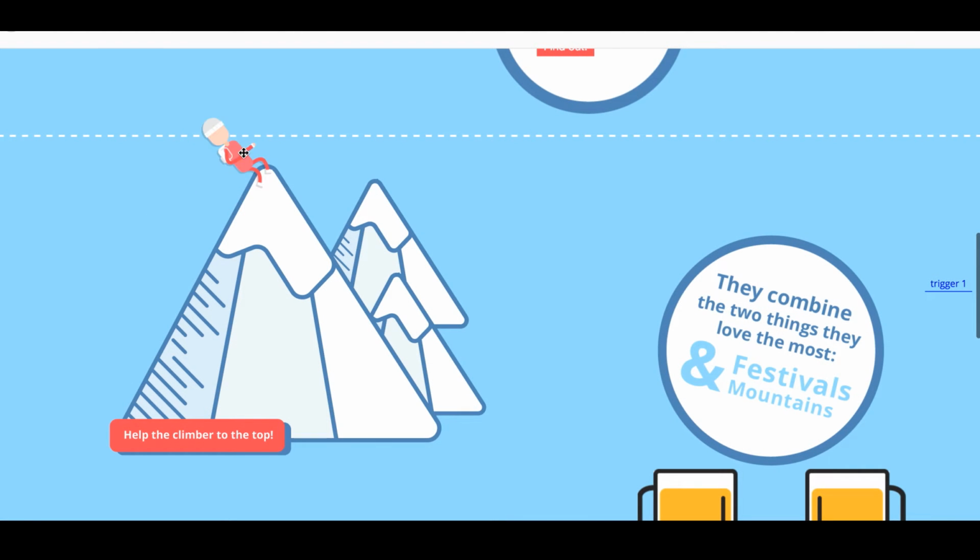The next interactive thing that the user needs to do is to help the climber to get to the top. You see that the white border is shown when the climber is on the right position. When you drop it here, it will go back to the starting position. I will show you how I did this.